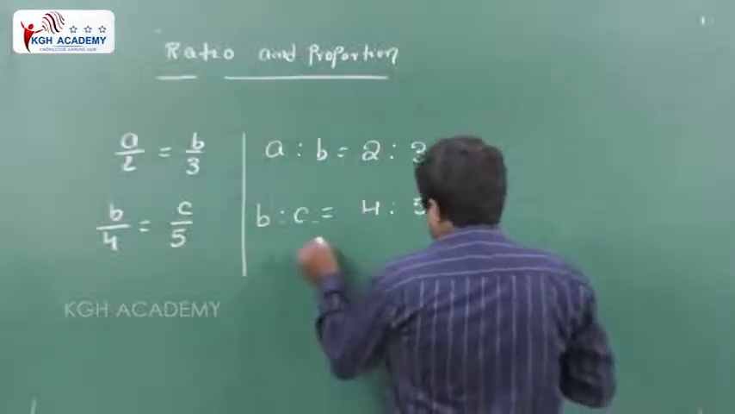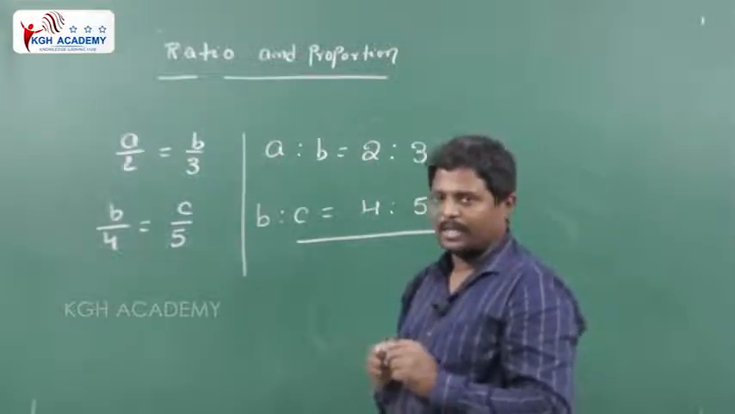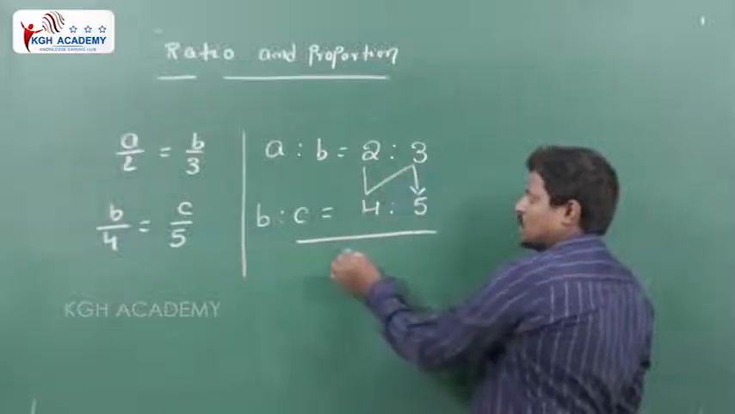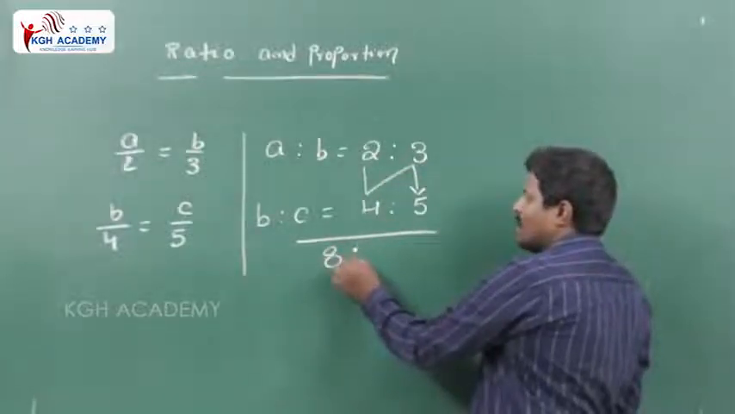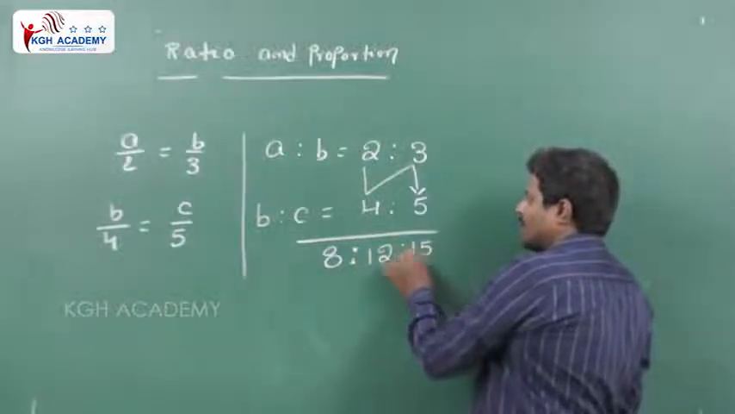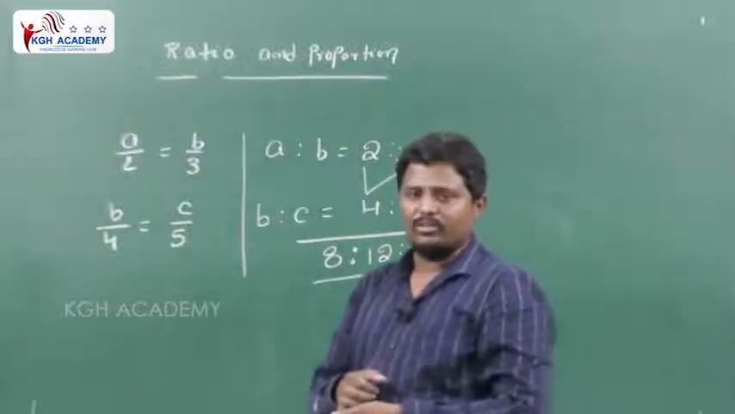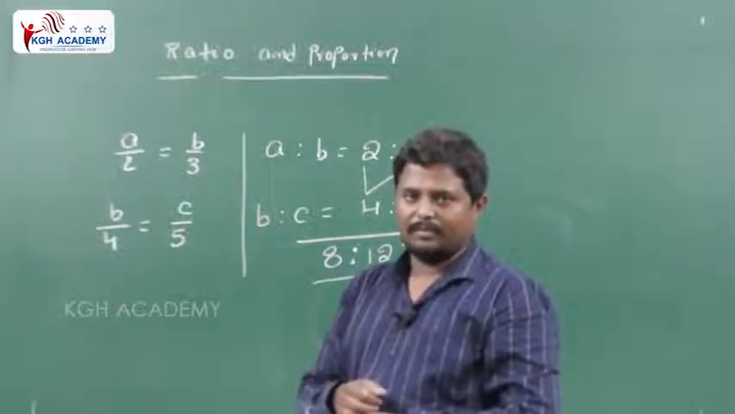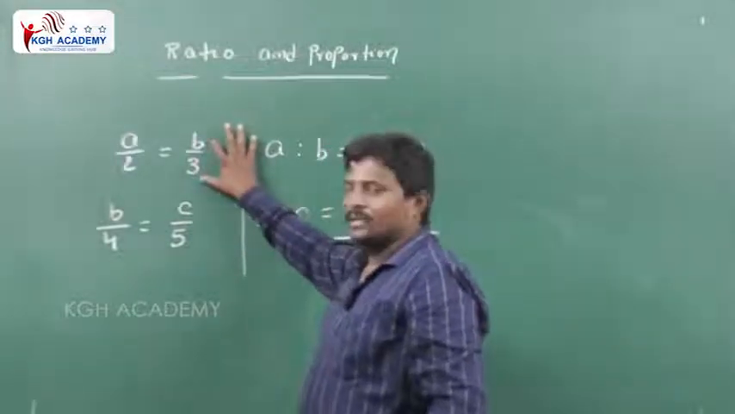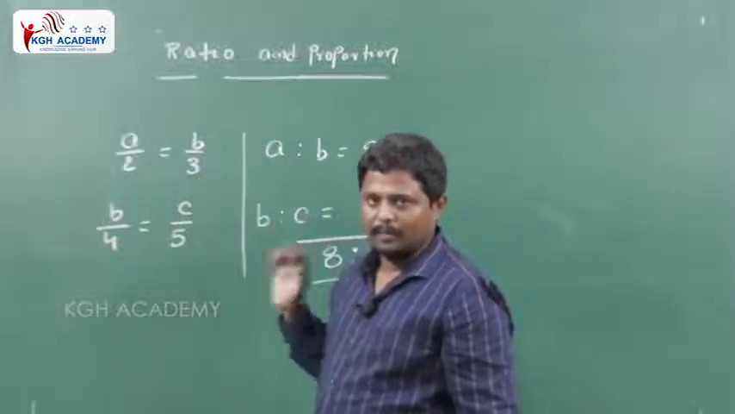As usual, we have to take a cross multiplication. So we take cross multiplication like this. 2 4s are 8. After that, 4 3s are 12. After that, 3 5s are 15. So the answer is 8 is to 12 is to 15 only. Simple way. Okay, come on, once again, you tell me. This one is known as directly proportional.